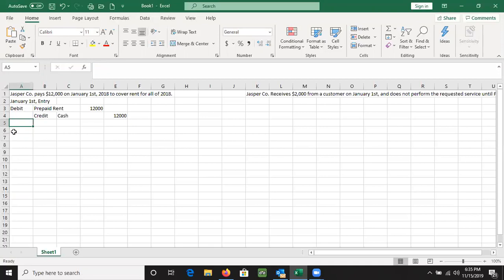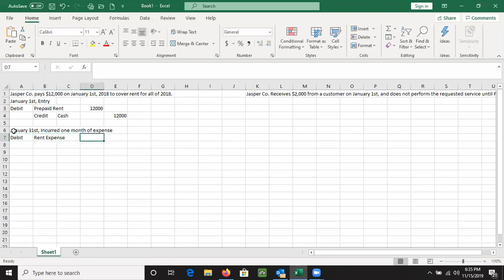Now, when it comes to prepaid expenses, every month they're going to want to recognize some of that expense, one month's worth. Some companies do it just yearly, but we're going to practice with a month. So at the end of January 31st, they have incurred one month of expense, so now they have to recognize one month of rent expense.